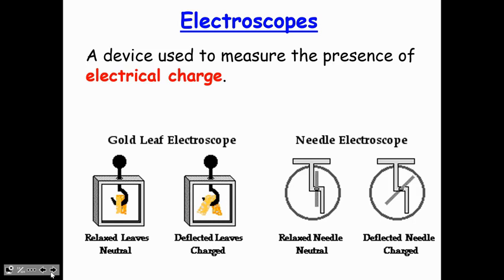You can tell that charge is present in an electroscope when the leaves or needles are deflected. In other words, they're pushing apart, because if both of the leaves are the same charge, like charges repel. So you can tell if both the leaves are positive or both the leaves are negative if they are repelling from each other. This is an experiment that we'll be doing together in class, using electroscopes to charge by different methods.